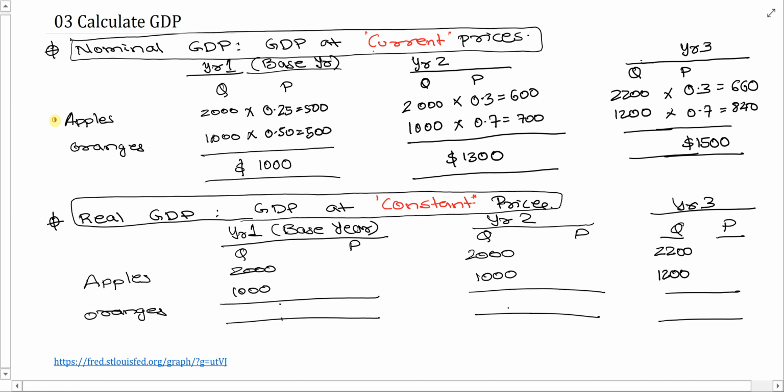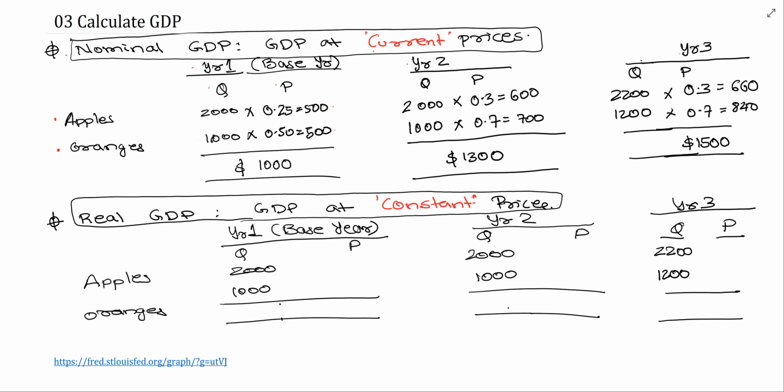So let's take an example of two products, apples and oranges. We have the data for how much apples and oranges we produced and the price of those apples and oranges across 3 years: year 1, year 2, and year 3. Then let's compute nominal GDP. When you produce 2000 apples and each apple is 25 cents, the market value of all the apples together is $500. And when you produce 1000 oranges and each orange is 50 cents, the market value of all the oranges together is $500 as well.